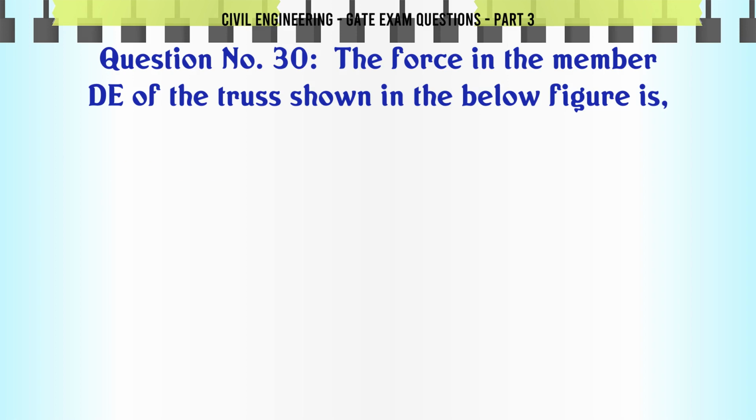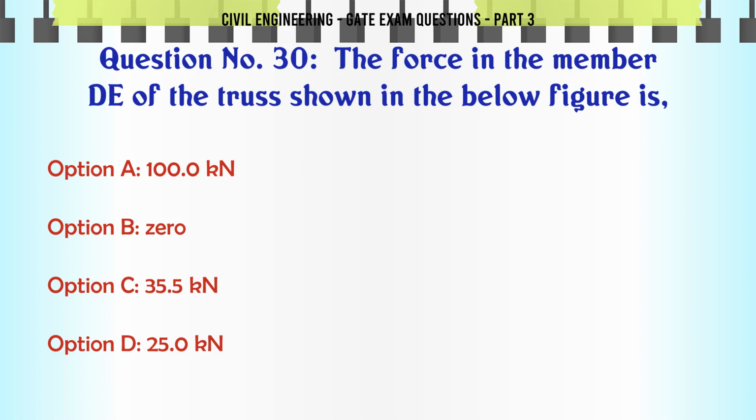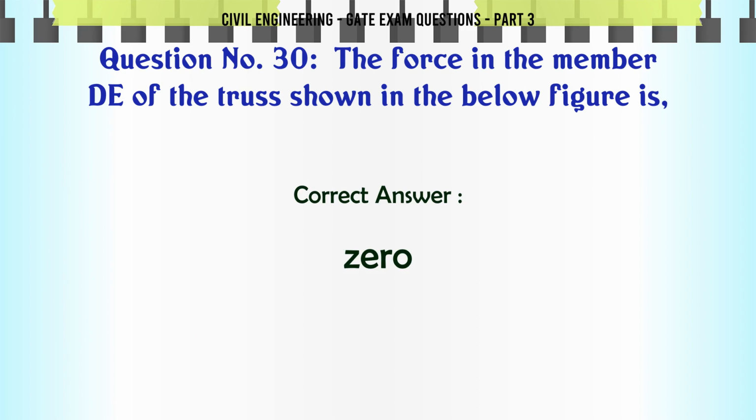The force in the member D of the truss shown in the below figure is: A, 100.0 kN; B, 0; C, 35.5 kN; D, 25.0 kN. The correct answer is 0.